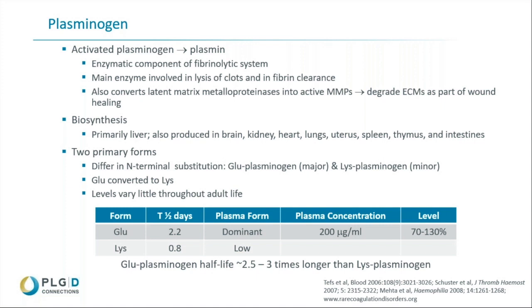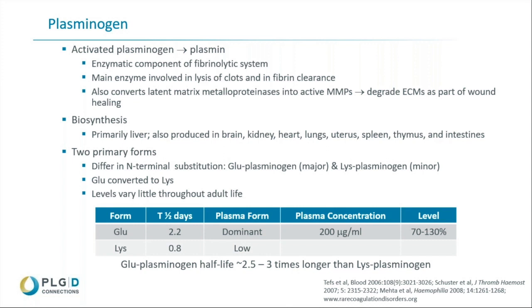Activated plasminogen turns into plasmin, which is the enzymatic component of the fibrinolytic system and is the main enzyme involved in lysis of clot and fibrin clearance. It also converts latent matrix metalloproteinases into the active form, which degrades extracellular matrix as part of wound healing. Plasminogen is synthesized primarily by the liver, but is also produced in other organs. Two primary forms exist which differ in the N-terminal substitution.